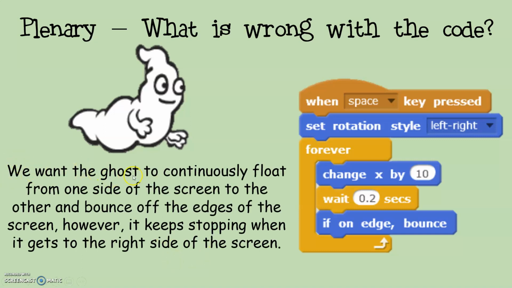We want the ghost to continually float from one side of the screen to the other and bounce off the edges of the screen. However, it keeps stopping when it gets to the right hand side. So why is this happening? Okay, so what block in there would you need to change, or what other things could you do to it? So have a pause, have a think, fill out your worksheet.